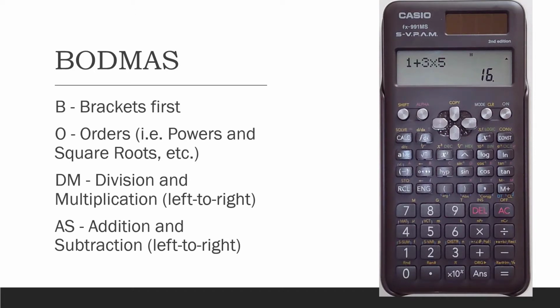The next is DM in BODMAS. DM is division and multiplication from left to right. There is one multiplication, which is 3 multiplied by 5. So that is done first. So 3 multiplied by 5 is 15, and then it does the addition and subtraction from left to right. Following this principle, it gives us the value as 16.